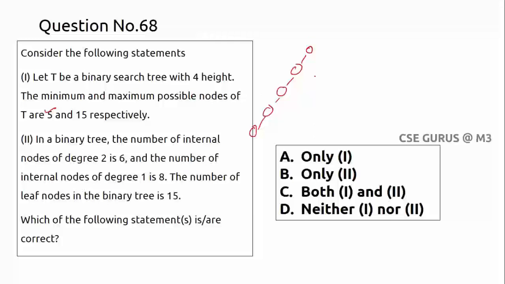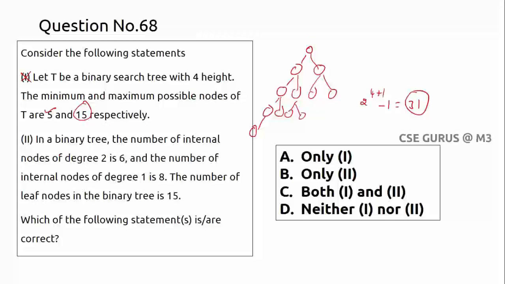So for the maximum possible, in a binary search tree I get nodes like this, right? If the height is 4, we know the formula 2 power 4 plus 1 minus 1, which is 31, but here it is given as 15. So statement 1 is false. If it were 31, then it would be true.